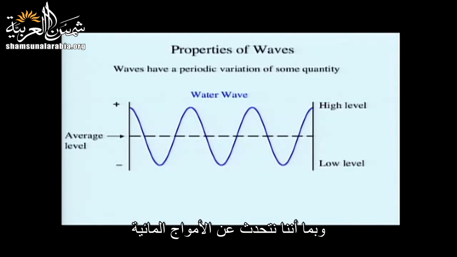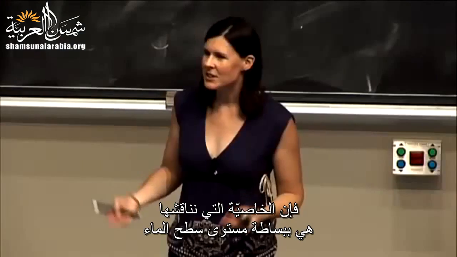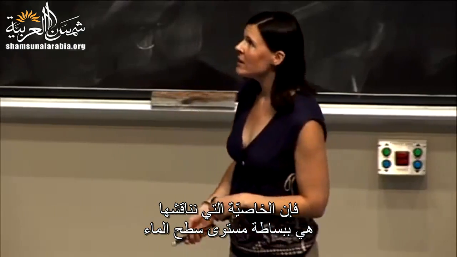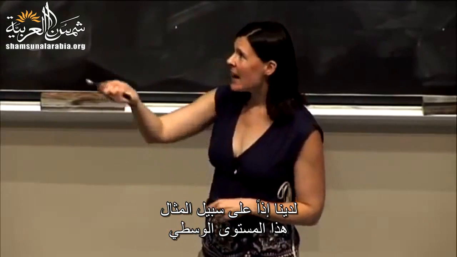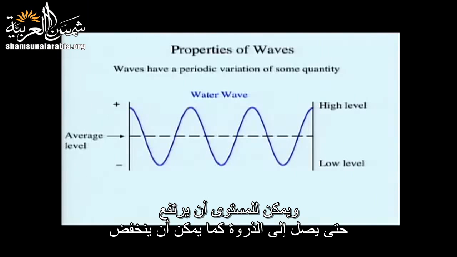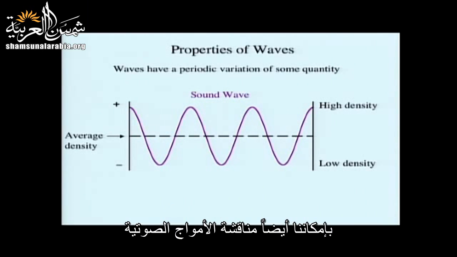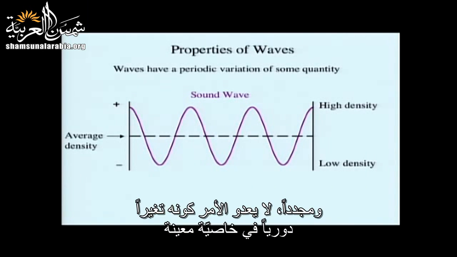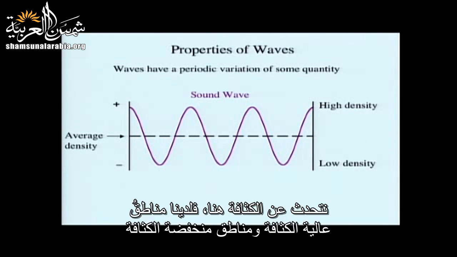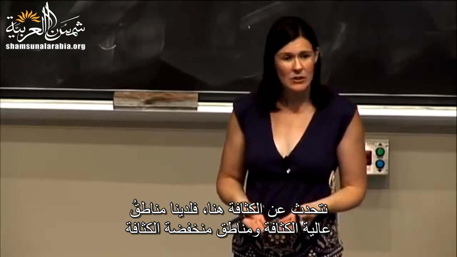So when we're talking about water waves, the property we're discussing is just the water level. So for example, we have this average level, and then it can go high where we have the peak, or it can go very low. We can also discuss sound waves. So again, it's just the periodic variation of some property. In this case, we're talking about density. So we have high density areas and low density areas.